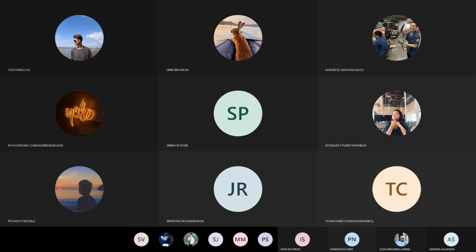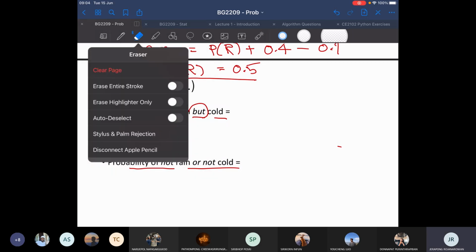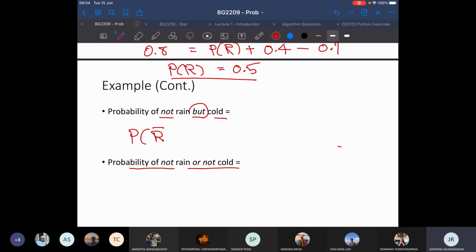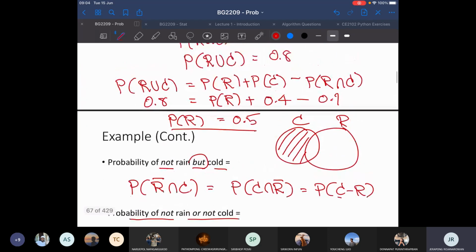What is not rain but cold, right? So not rain but cold is going to look like this, which is P(C intersect R bar), right? P(C intersect R bar) is P(C minus R). If you remember, this is C, this is R, and C minus R is only this part, right? All right, now what is P(C minus R)?